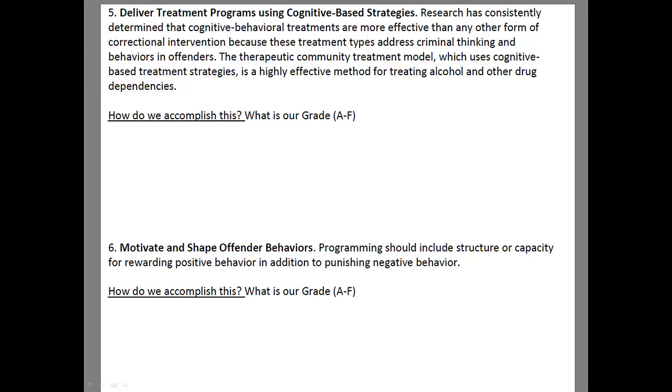Number 5, deliver treatment programs. Are there additional programs we could be offering that we're not currently offering? What are the programs we're offering? And let's go down through that and begin to think through clearly.